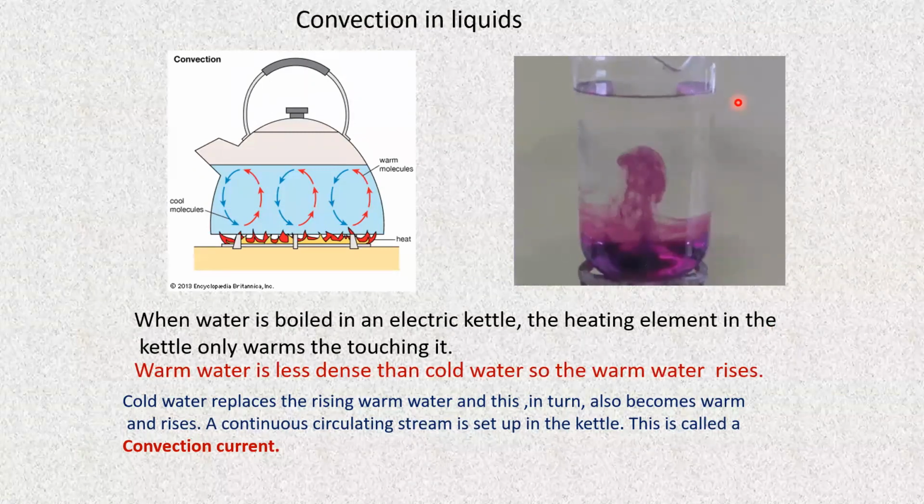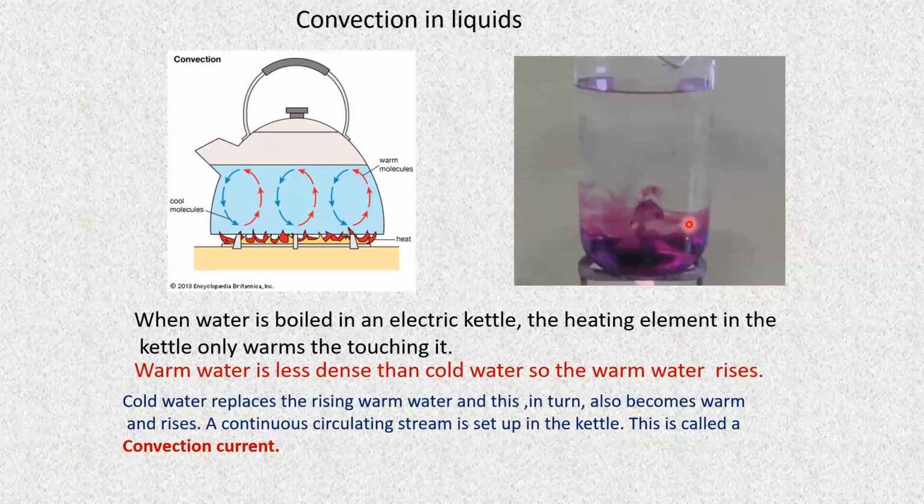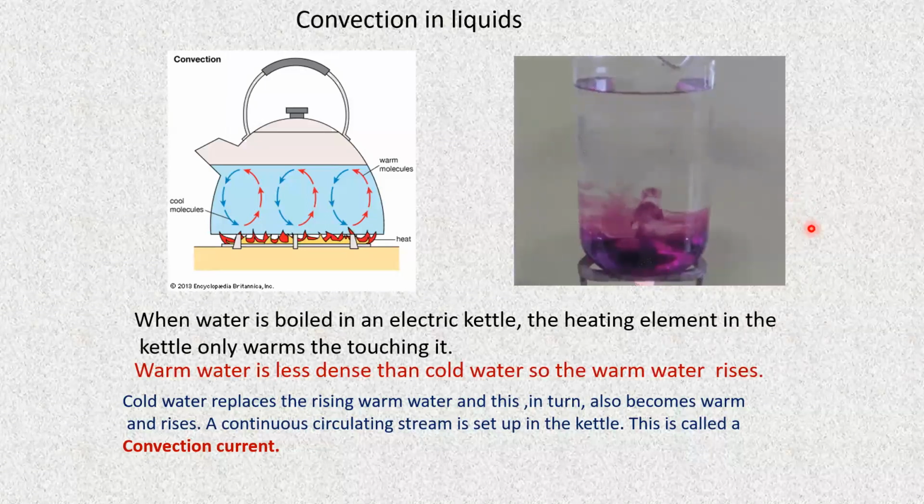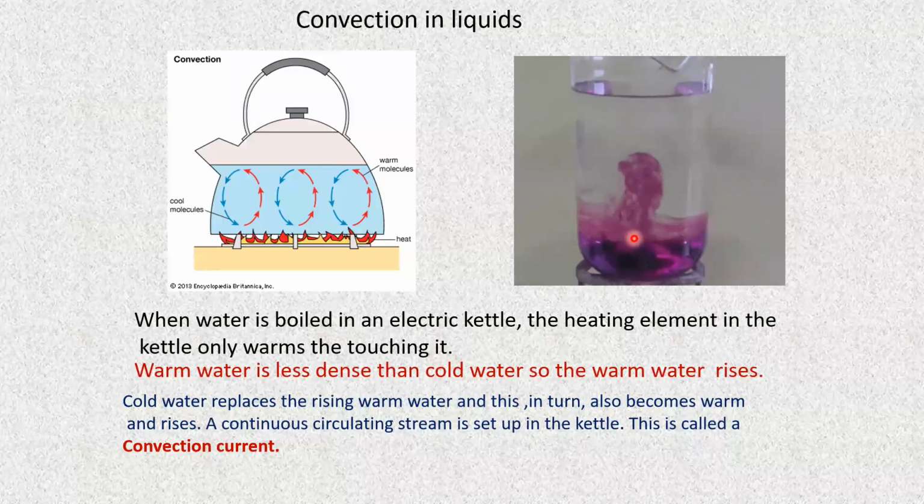Convection in liquid, you can clearly see here. If you add a color in a liquid and you heat it, you will observe that the color will rise up to the top of the liquid. When water is boiled in an electric kettle, what is happening there? The heating element in the kettle only warms the water touching it. So it will warm that, and the heat will be gained by the color, and it will rise up.